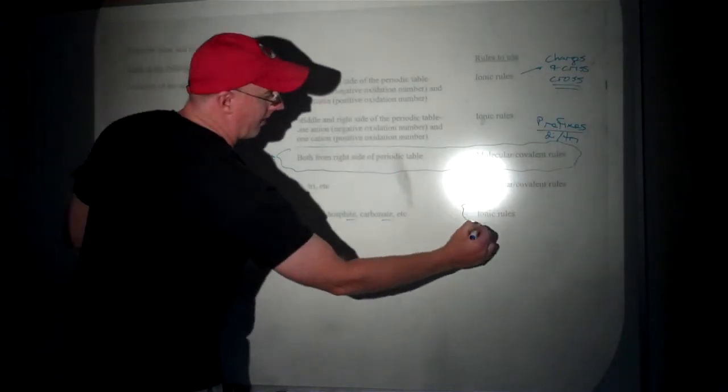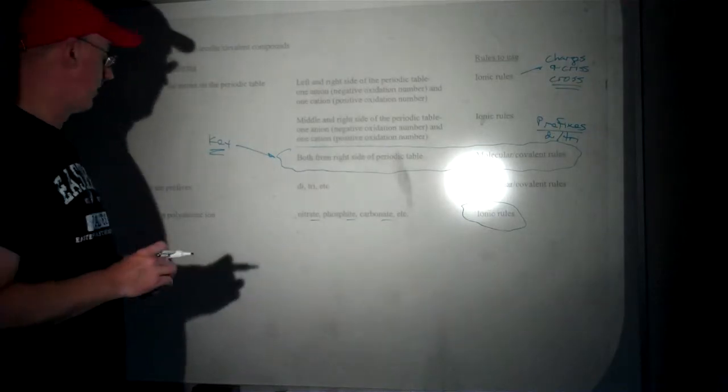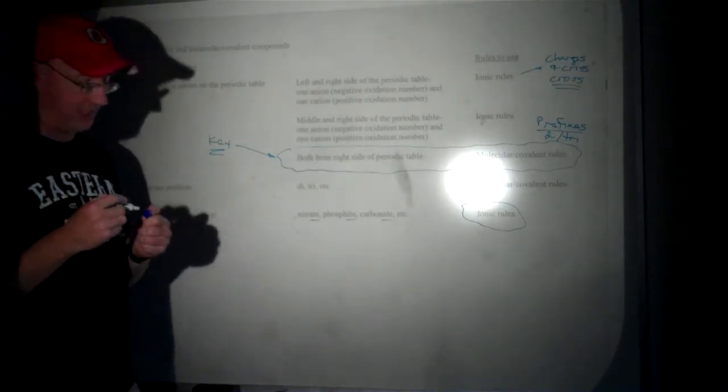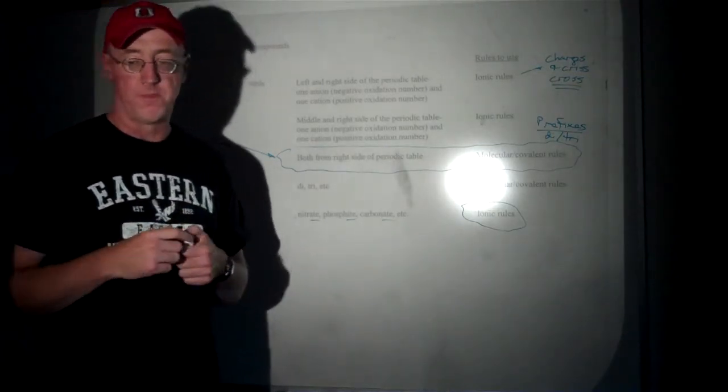And don't forget, sometimes you'll have the -ates and the -ites, and those are your ionic rules. Which again, those are just charges and crisscross also. And I gave you a polyatomic sheet in class, and you're going to have to memorize a few of those. So, okay. Going back to the first page.